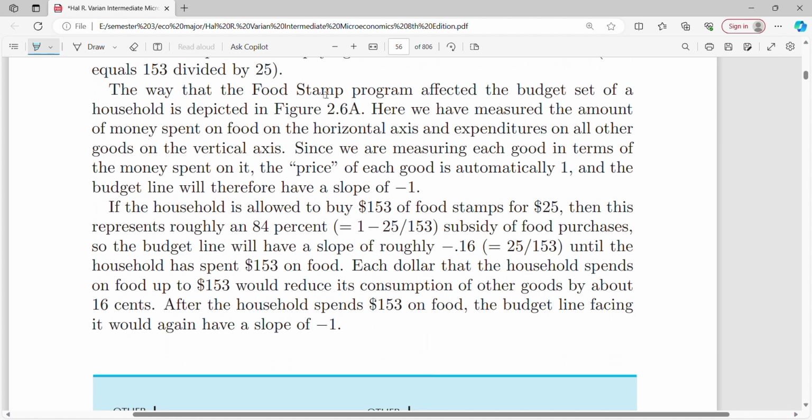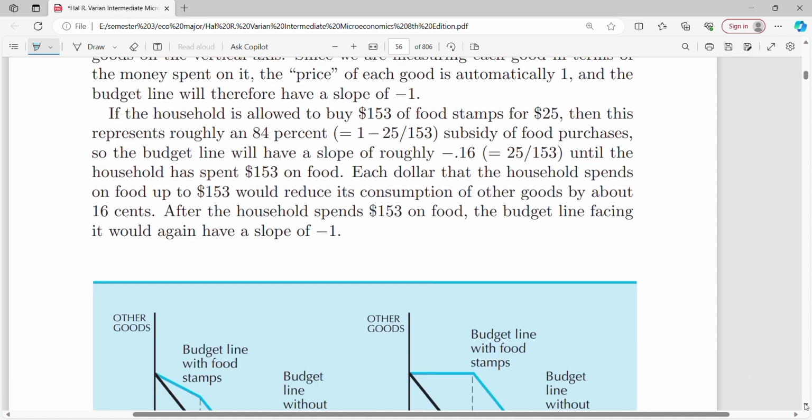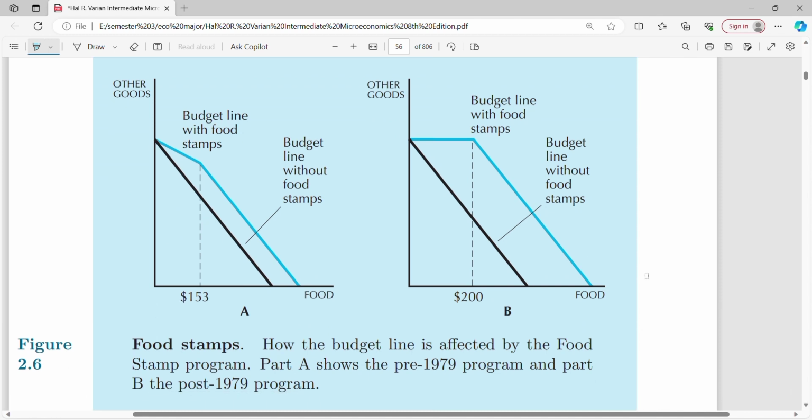The way that the food stamp program affected the budget set of a household is depicted in figure 2.6a. Here we have measured the amount of money spent on food on the horizontal axis and expenditures on other goods on the vertical axis. Since we are measuring each good in terms of the money spent on it, the price of each good is automatically 1 and the budget line will therefore have a slope of -1. So this is how it looks. Just study these graphs because it will be very important for the exam. Questions might come from this side.